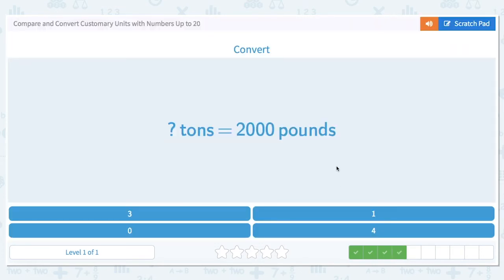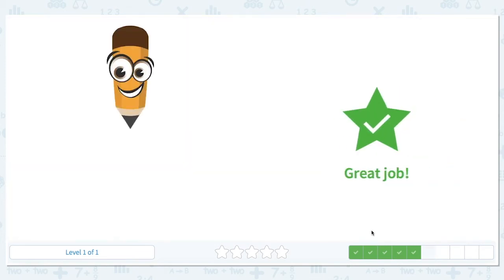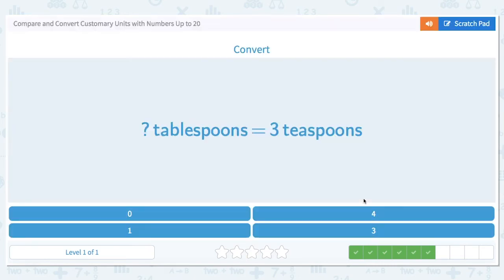How many tons equals 2,000 pounds? Again, you may know this, you may not. If you don't know these, you'll learn and memorize them the more you work with them, but find yourself a good customary unit conversion chart. 1 ton is equal to 2,000 pounds. Oh, we've got the same problem again here, don't we? 1 ton equals 2,000 pounds.